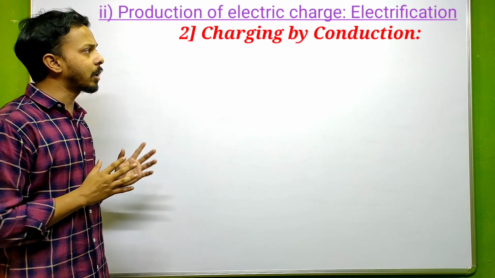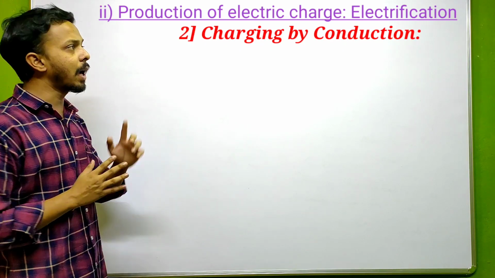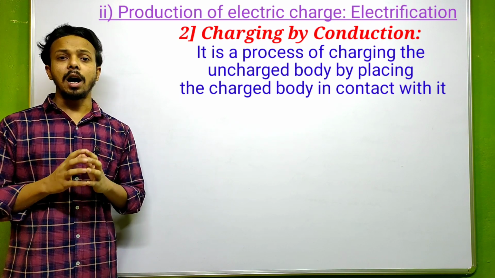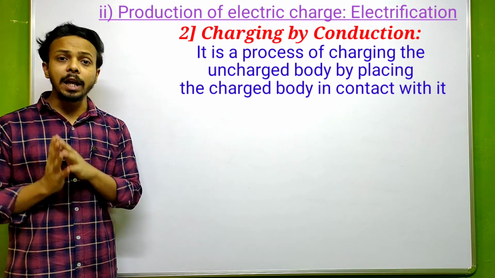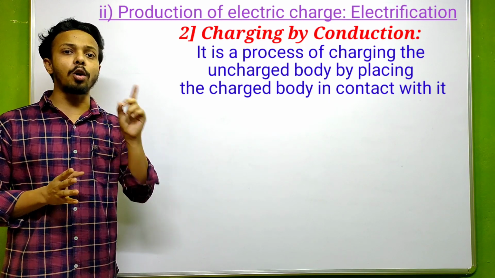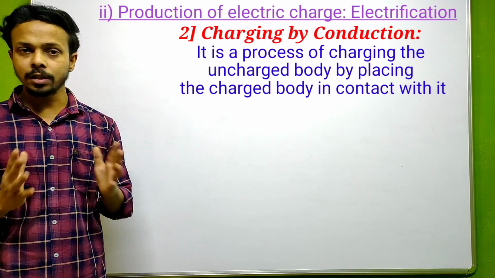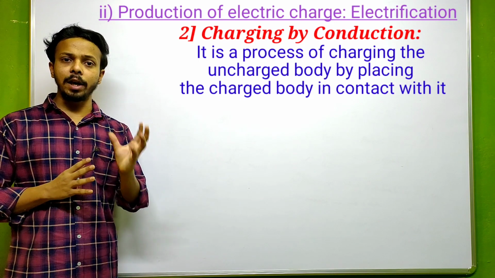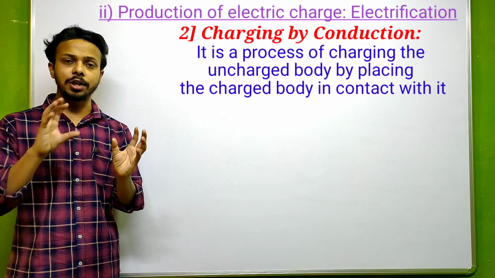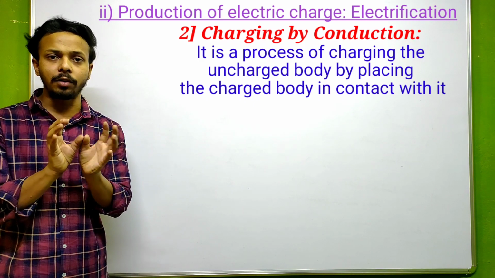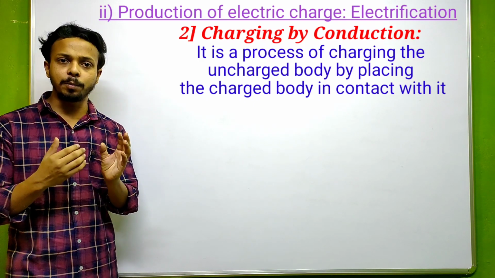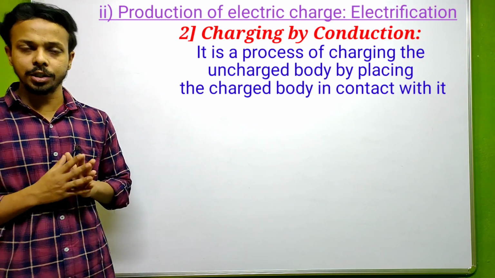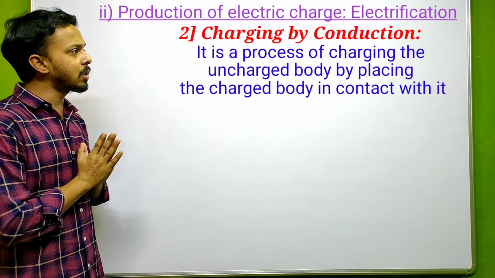Now let us move to the second method of electrification, that is charging by conduction. It is a process of charging an uncharged body by keeping a charged body in contact with it. So this is known as charging by conduction. Means an uncharged body gets charged when you place a charged body in contact with it. You have to place a charged body in touch with the uncharged body, so that the uncharged body gets charged. Okay.